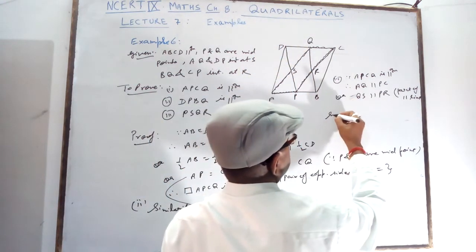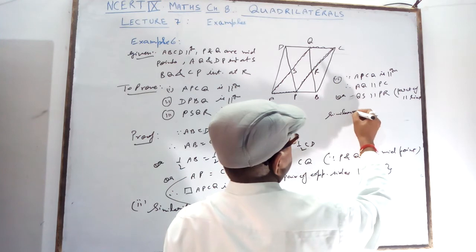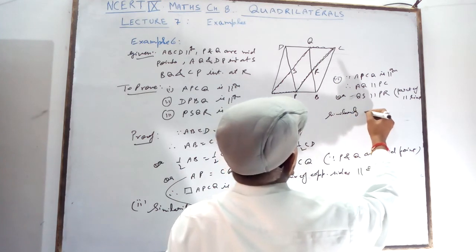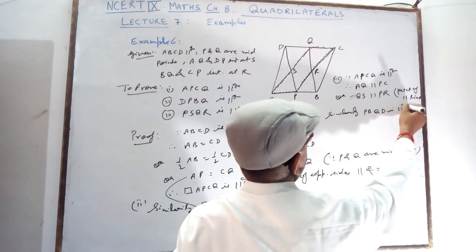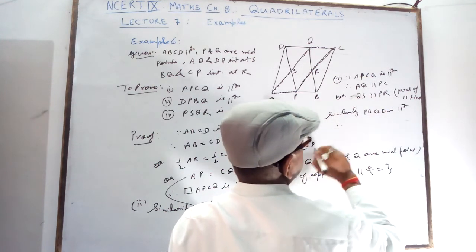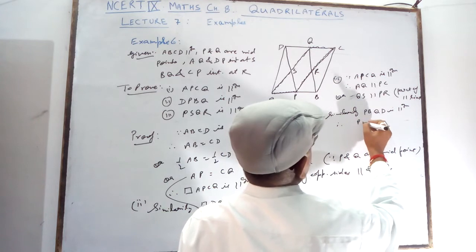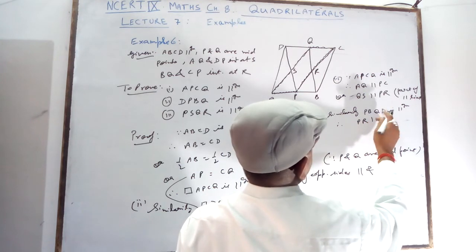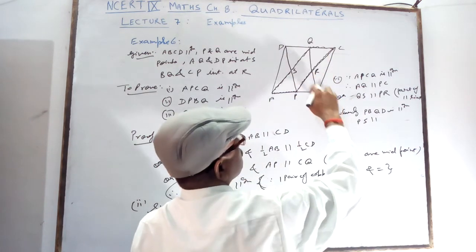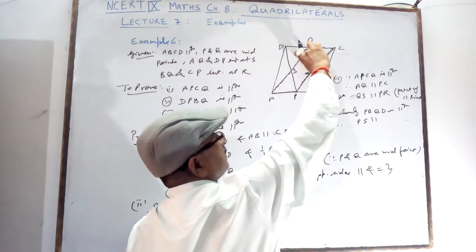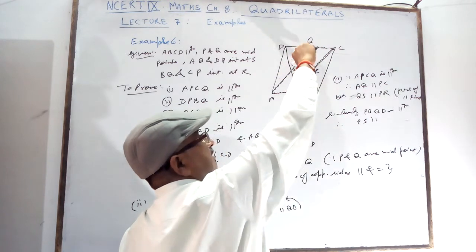Similarly, PBQD is a parallelogram, proved above. So PD is parallel to QB, so PS is parallel to QR. This PS is parallel to QR.